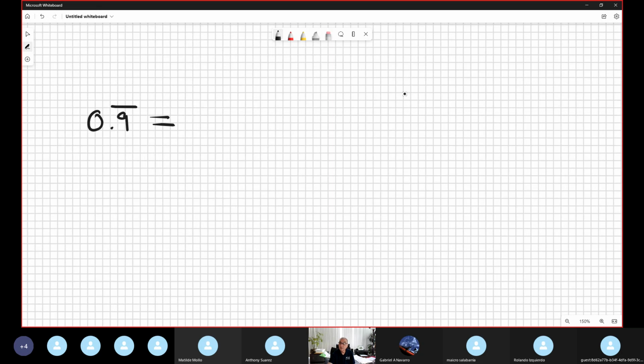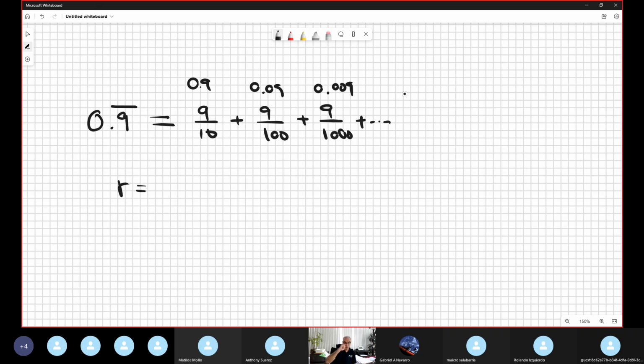Suppose that you have 9/10 plus 9/100. Makes sense, right? Plus 9/1000, plus infinity. This is 0.9 in decimal. This is 0.09 in decimal. This is 0.009 in decimal. What is the common ratio? Do you see the common ratio of this geometric series? What is the common ratio?